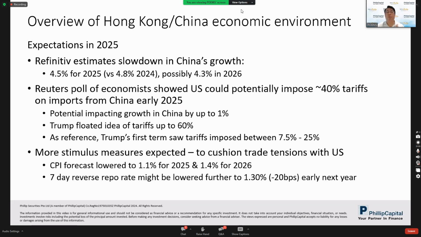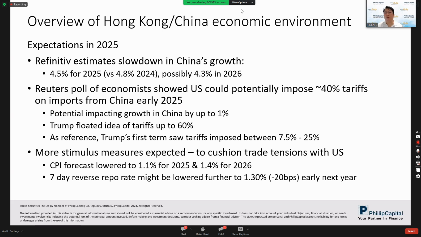So let's say 4.5% was the previous estimate. If the tariff was actually 60% or even 70%, then it might push the growth expectation for China down from 4.5 to maybe 3.5%. That's what we mean by 1% of impact on the growth itself. As a reference, in the first term of Trump, you can see that the tariff imposed was only between 7.5 and 25%, and that already had a very big impact on the overall sentiments and also on the overall supply chain movement between the markets.